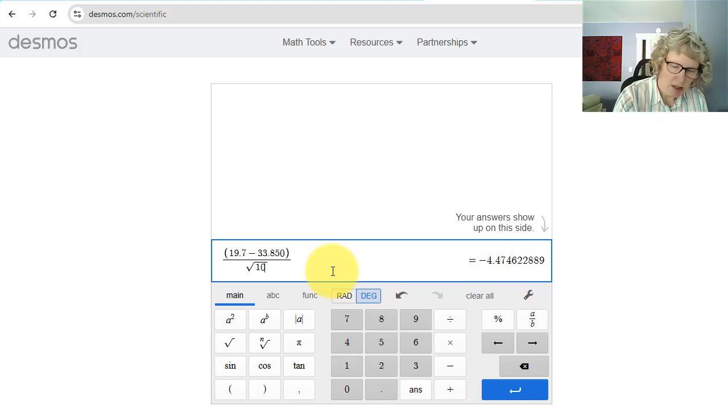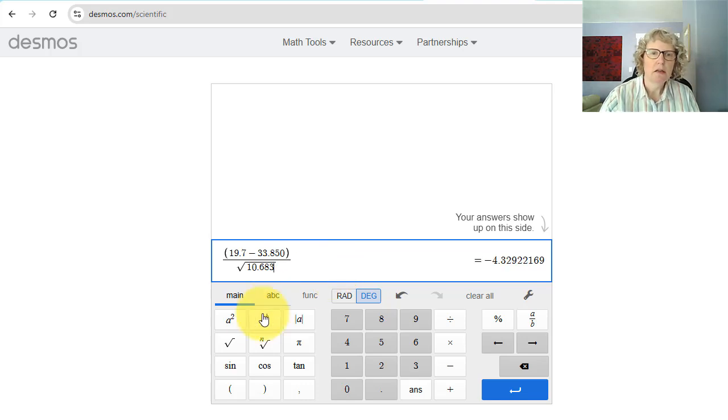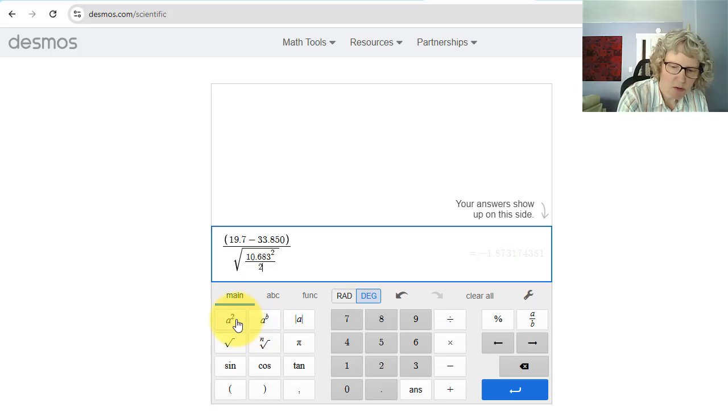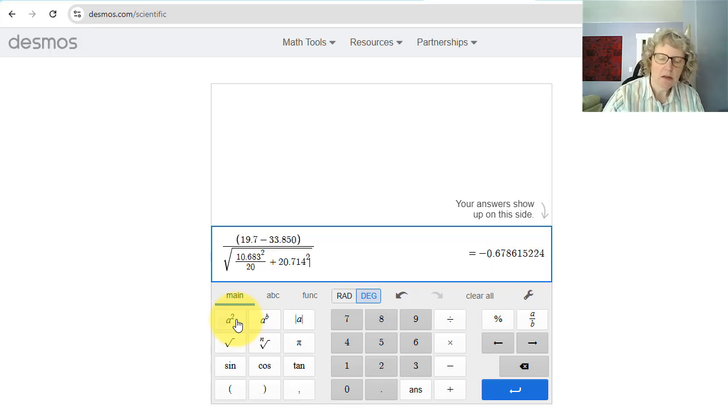If I go 10.683 squared divided by 20. Now I have to use the right arrow to get out of the denominator, and then plus 20.714 squared divided by 20 as well. Okay, so a little bit of things with order of operations there and getting out of the denominator.